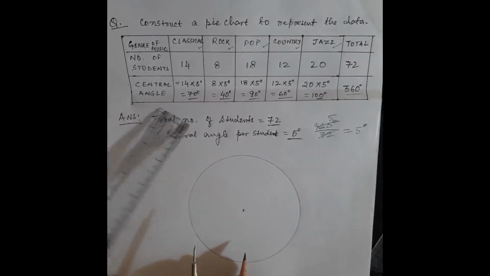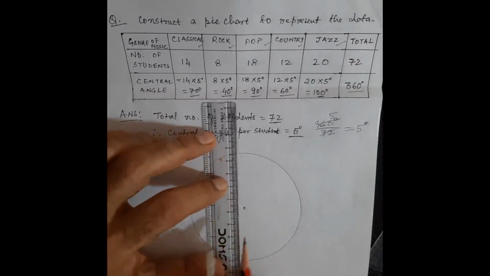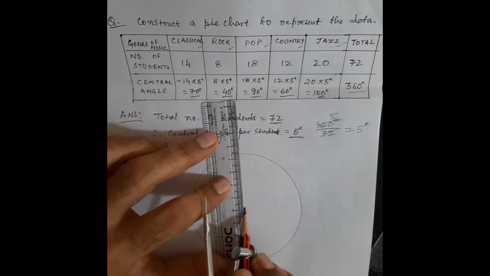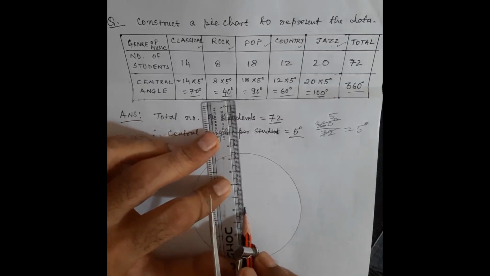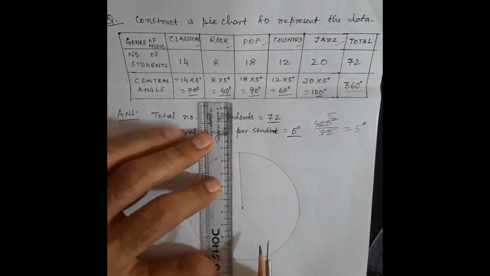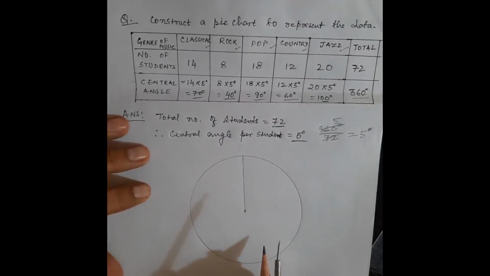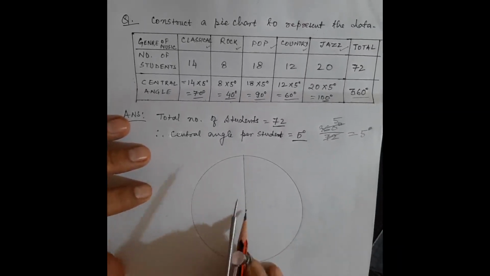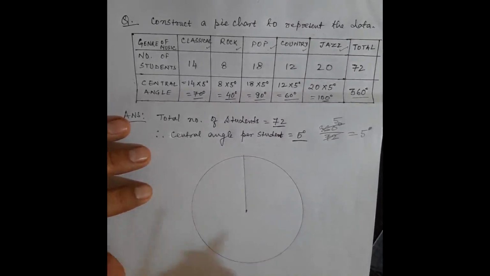The center is here. So what is the first thing we need to do? We need to draw one straight radius, as if you are making a 12 o'clock sign. It should be just one radius drawn from the center.